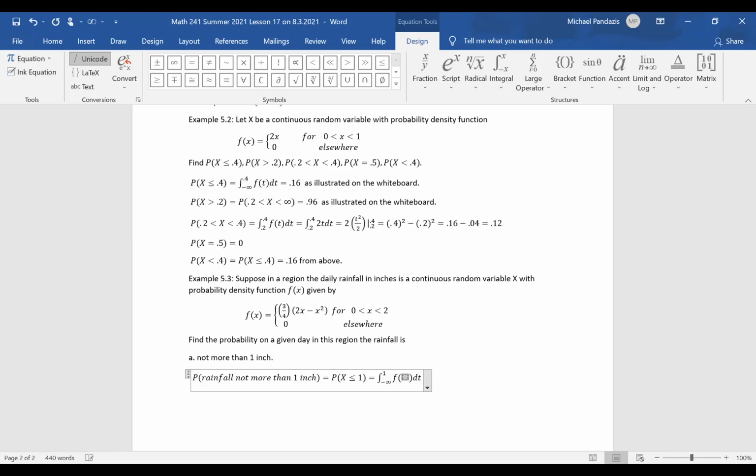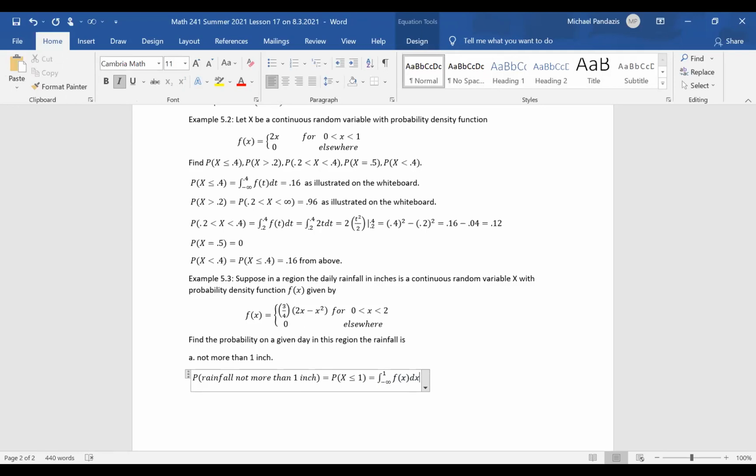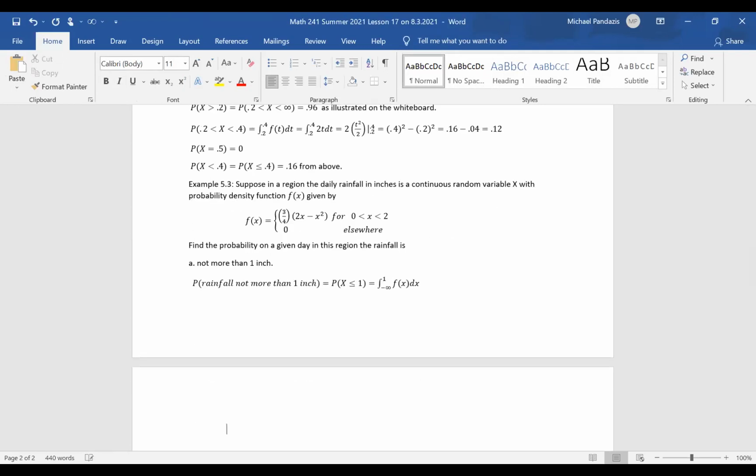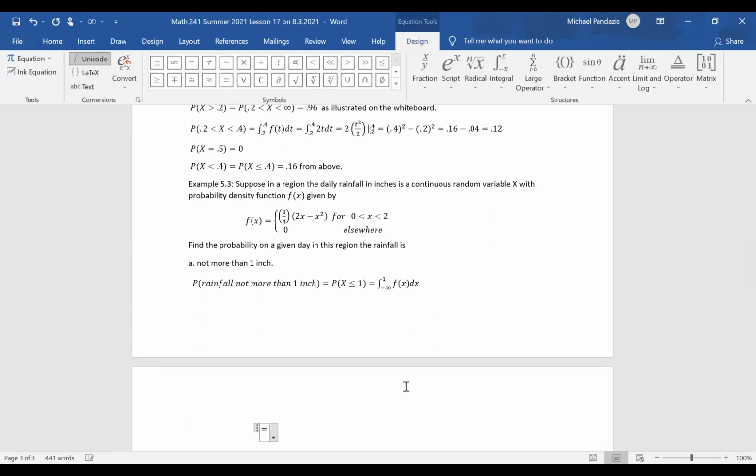I guess we could use x. We can use x. Okay, and so then we're going to calculate that. And so that's equal to, well, it's 0 everywhere other than between 0 and 2. So just like before, if it's only non-zero between 0 and 2, but you're integrating from negative infinity to 1, the only values in the interval from negative infinity to 1 we care about is from 0 to 1. So we integrate from 0 to 1 of this PDF.